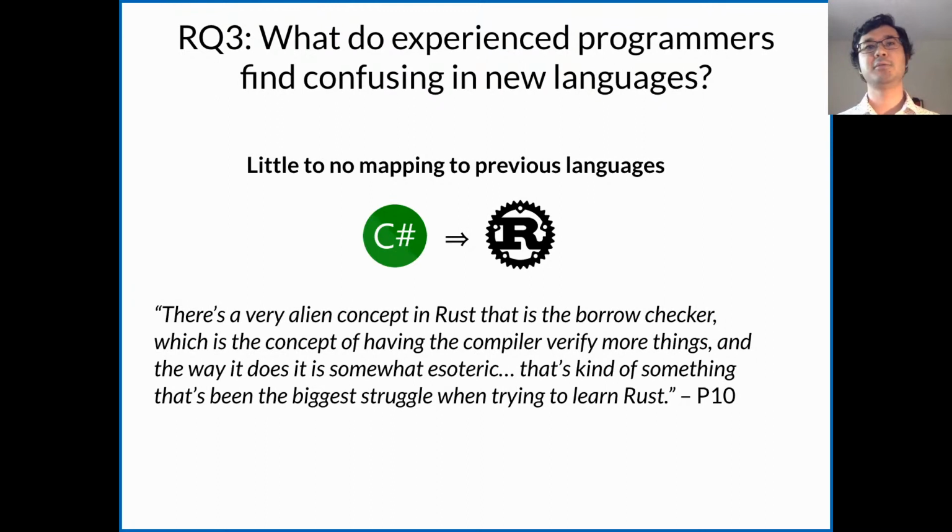Related to that is the issue of little to no mapping to previous languages. When you're doing this comparison exercise, it doesn't work out if there's nothing to relate to. P10 could not relate this idea of the borrow checker in Rust back to C# because that doesn't exist, and they say it's somewhat esoteric and an alien concept for them.